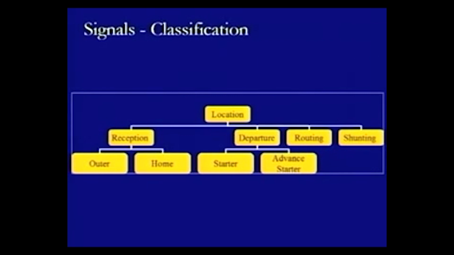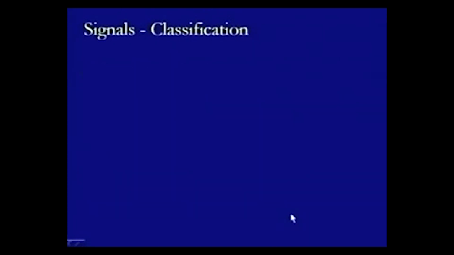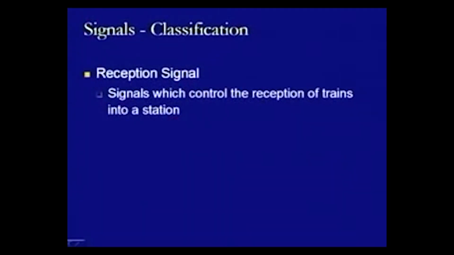So, in the very first classification, we will be trying to define them in terms of their location, and then we will define them in terms of their spatial characteristics. So, here this is what is being shown. Now, we come to the reception type of signals under the categorization based on locational characteristics. These reception signals are the signals which control the reception of trains into a station.